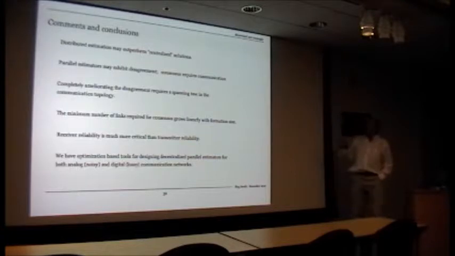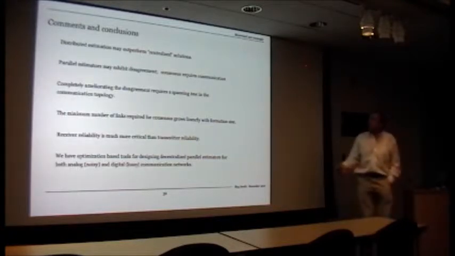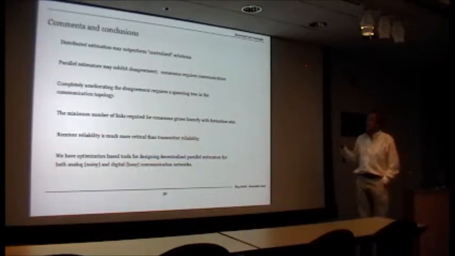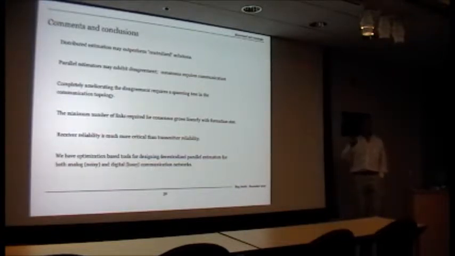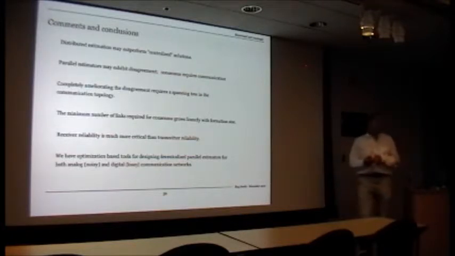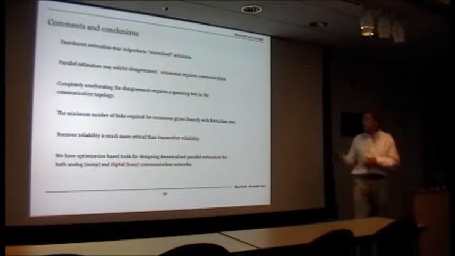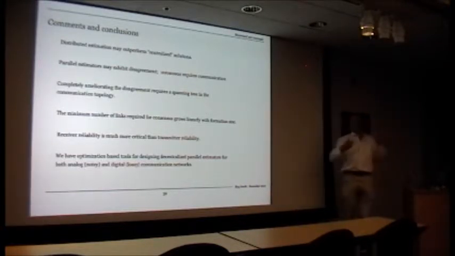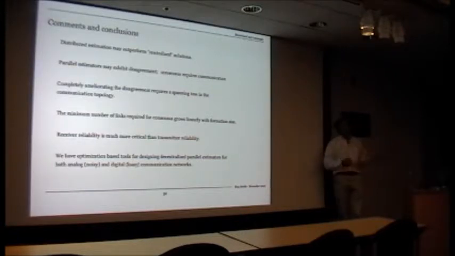I think I've said almost everything here, so I'm not going to spend any time on this. That you can get a distributed estimator outperforming centralized solutions. That if you run things in parallel, you will get disagreement, and consensus requires you to have communication, and has a requirement on having a spanning tree. Information has to be able to flow from one point and eventually reach all the other points.